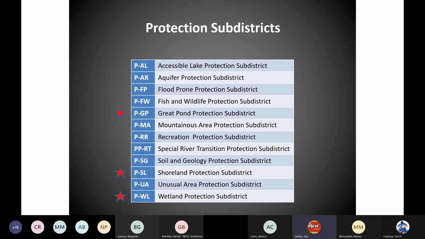PSLs, we're going to talk about 2 varieties of PSLs. Those are shoreland protection subdistricts, streams and rivers. And then we're going to discuss PWLs, wetlands. There's 3 varieties of wetlands that we'll discuss briefly.